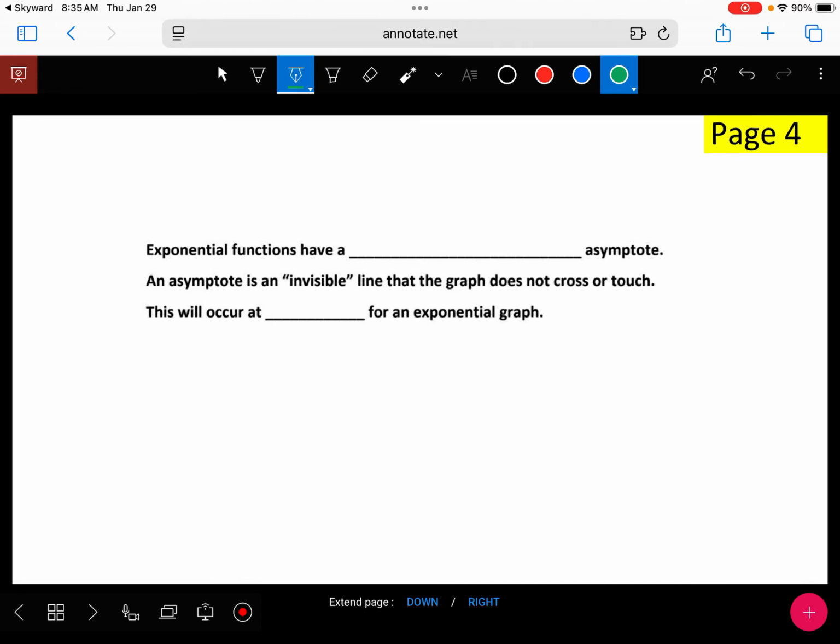Okay, so exponential functions have a horizontal asymptote, which means it goes left and right. Let's put our phones away so we can pay attention. An asymptote is an invisible line that the graph does not cross or touch. And that's going to happen at y equals k. So that's really important. So in this chapter, K is the superstar. It's all about K.